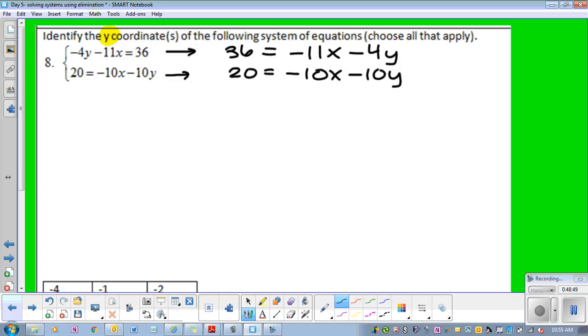We said we want to get rid of the x's, right? So that means I need to find the LCM for my x's. Right now, I have -11x, or -11x. I don't need to write the x, do I? -11, and I have -10, yeah? What is the LCM for 11 and 10? 110?